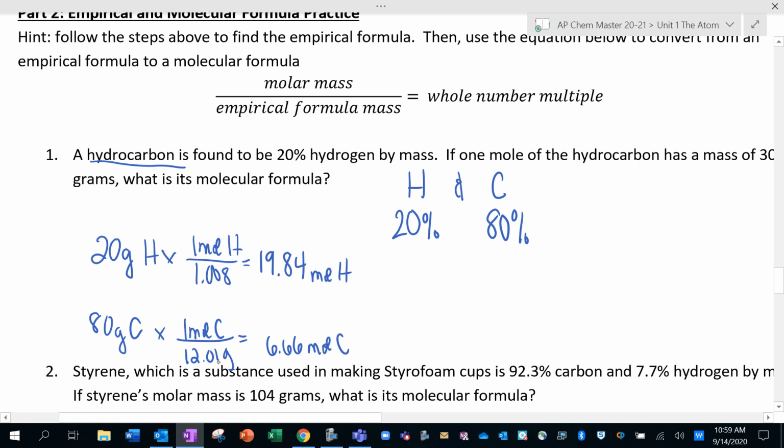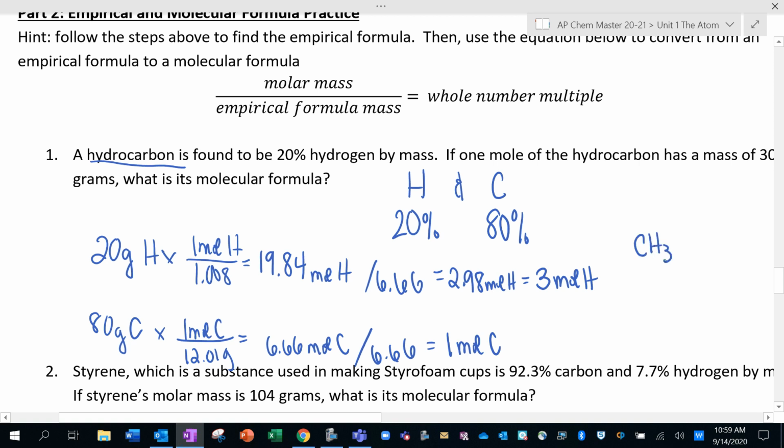So percent to mass, mass to mole, divide by small. So I'm dividing both by 6.66. So I'll end up with 1 mole of carbon for every, this ends up being 2.98 moles of hydrogen. That's close enough to round. So basically if you're within 0.1, then you're good to round it. So this is only 0.02 away from the nearest whole number. So you're good rounding it there. So that gives me CH3. This is the empirical formula.